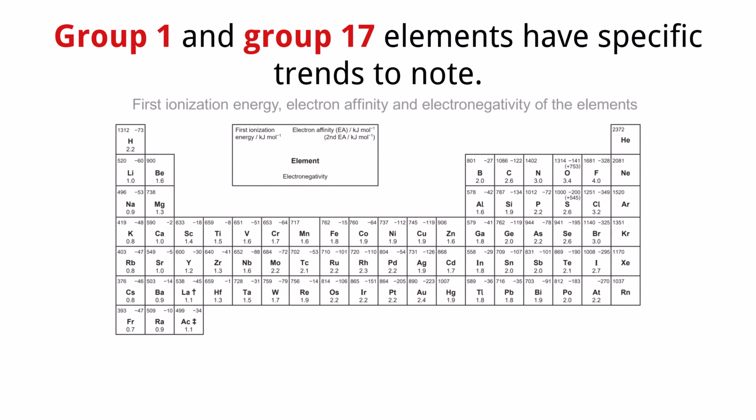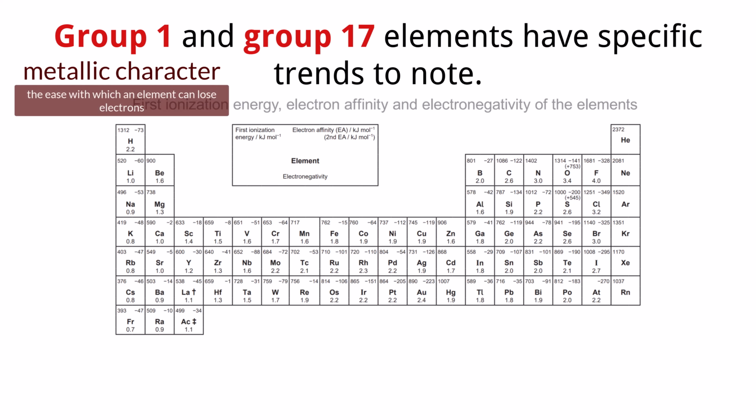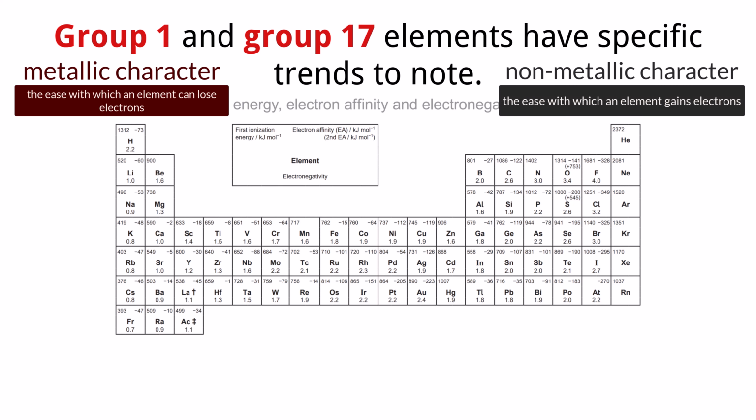Another important trend to note on the periodic table is metallic character, which is defined by the ease with which an atom loses its outer electron. This is also inversely related to nonmetallic character, which is an element's tendency to gain or share electrons in chemical reactions. We can identify opposite sides of this trend by looking at groups 1 and 17 on the periodic table.